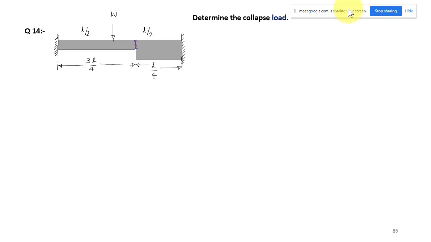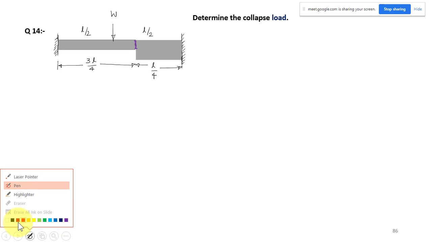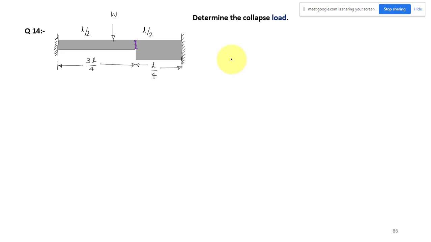So again the question for finding out the collapse load. So this is also a typical question for the GATE examination. You can see this type of question used to be asked. So here we have a fixed beam. So static indeterminacy R is equal to 4 minus 2. It is equal to 2.